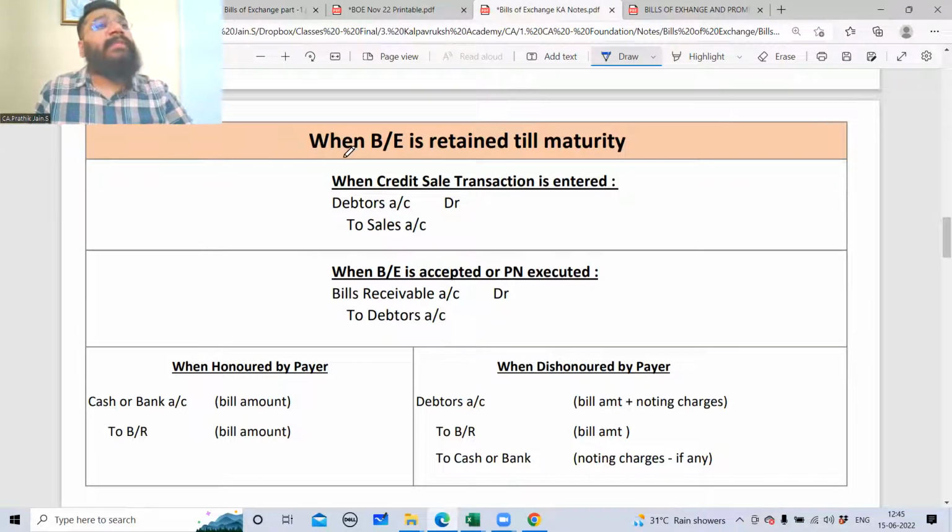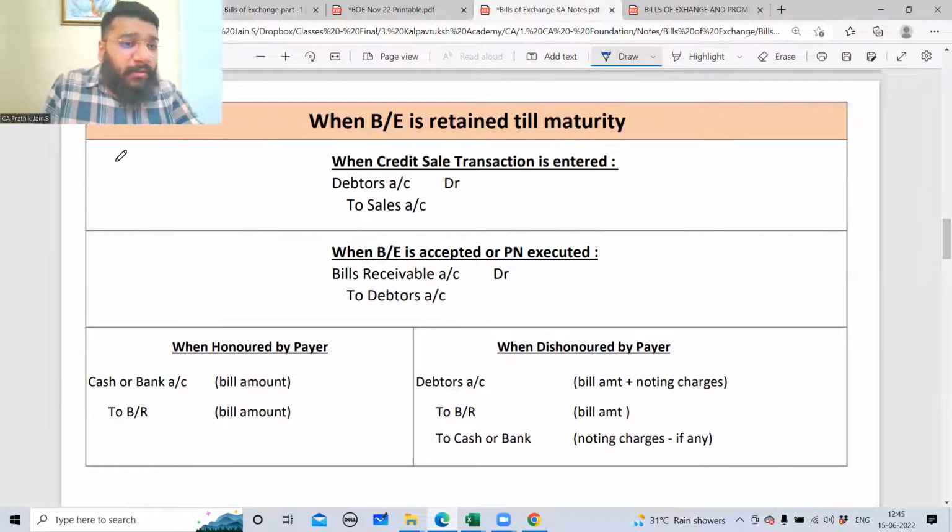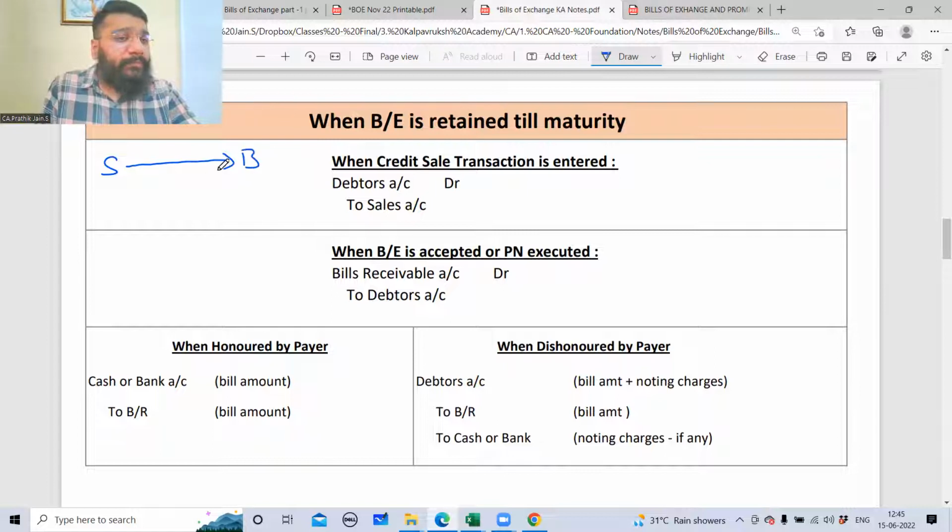Now, when the bill of exchange has been issued, which means the seller is selling the goods to the buyer. Along with that, or after a few days, he's got a fear: what if that fellow does not make me the payment? Therefore, you're issuing a bill of exchange. So the first transaction is what? First transaction is I'm selling the goods.